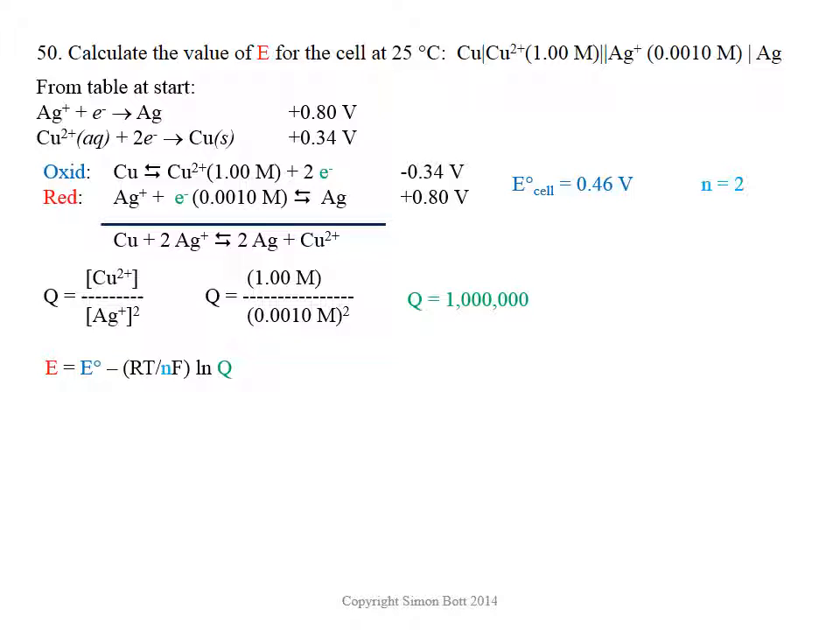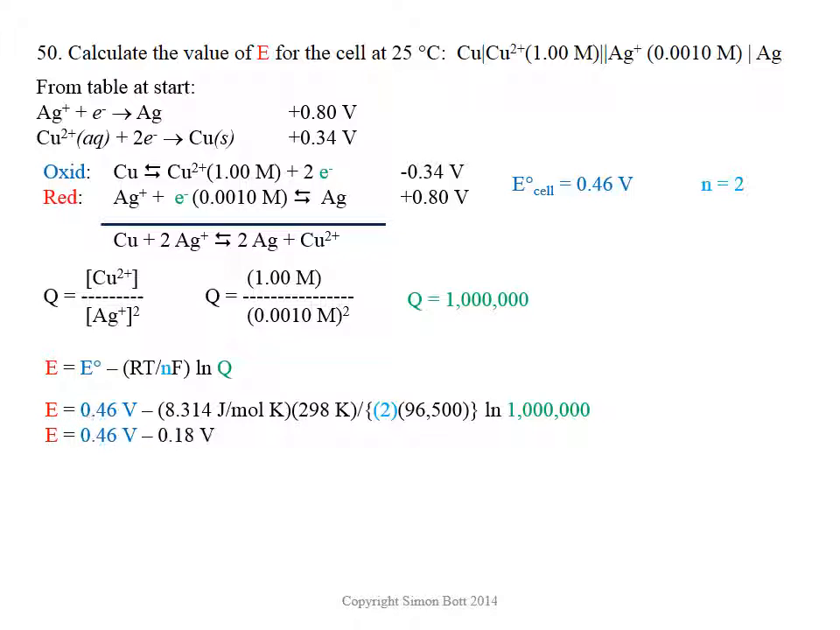Now we plug everything in. E equals E0, well we figured that out, 0.46 minus RT over little n, 2 times F times natural log of Q, we figured that out. Drop them all in. Wow, that was a long one dropping in. I kind of like that as it came in. So we get 0.46 minus 0.18, E is 0.28 volts.